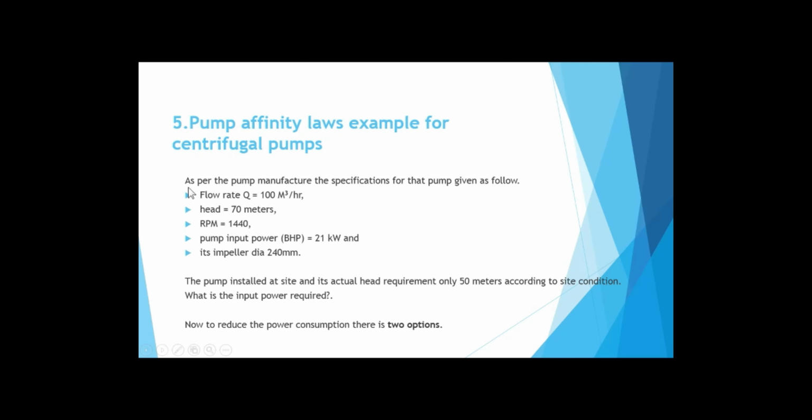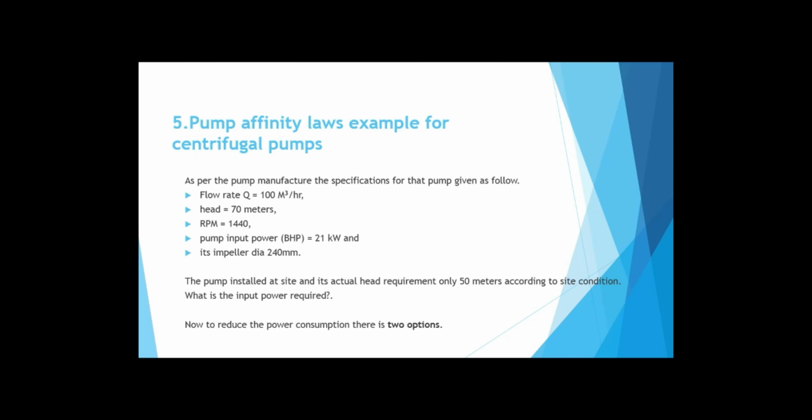As per the pump manufacturer, the pump specifications are given as follows. Flow rate Q 100 cubic meter per hour, head 70 meters, RPM 1440, pump input power BHP is 21 kilowatt. Its impeller diameter is 240 mm. The pump is installed at site and its actual head requirement is only 50 meters according to the site conditions. So what is the input power required?